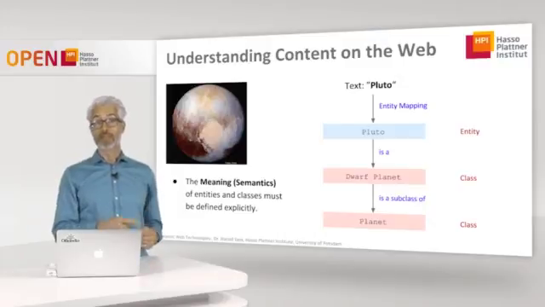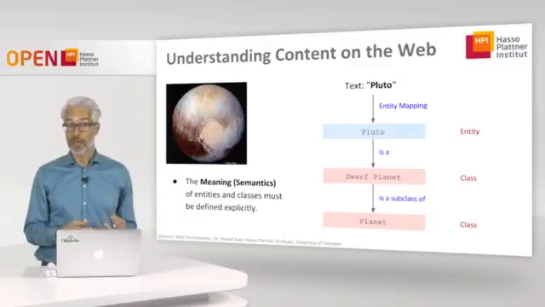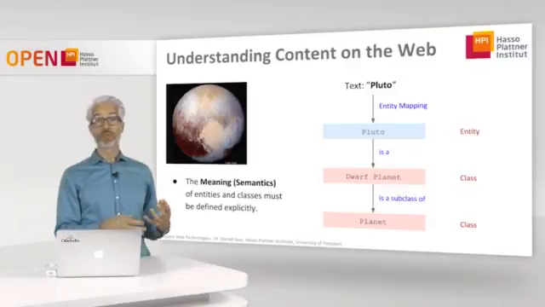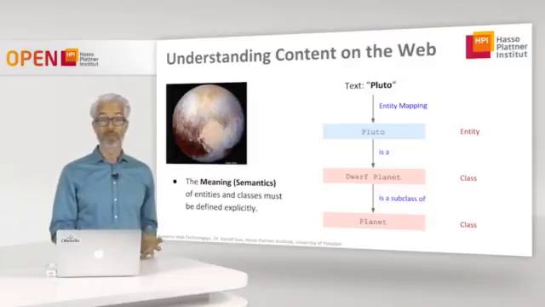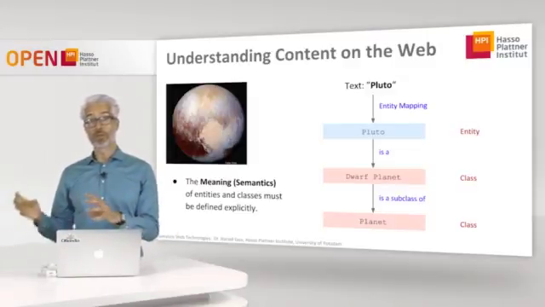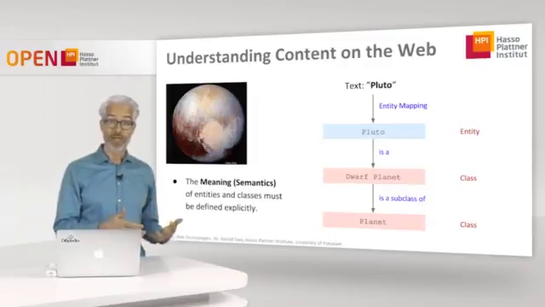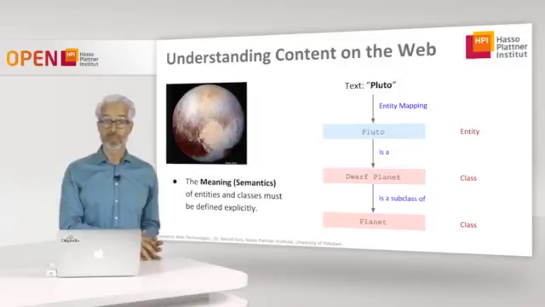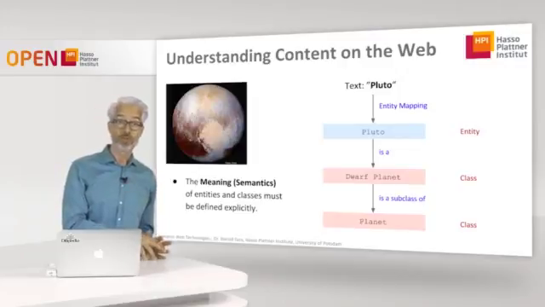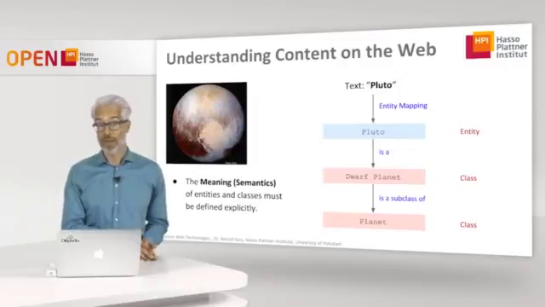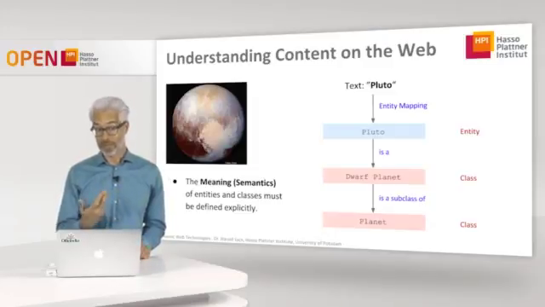So to understand the meaning of a class, what is a class? You have to define properties of a class. Usually entities which belong to a class share certain kinds of properties. Therefore you also have to define the properties. So how does Pluto relate to other objects, to other knowledge? And this in the end defines the meaning, or the semantics.